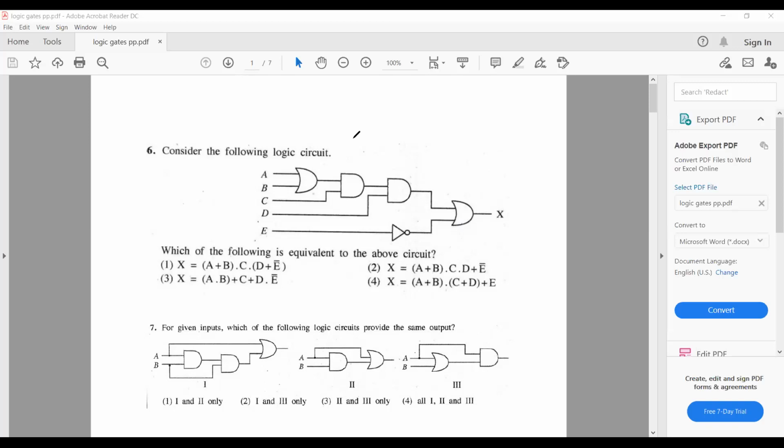First one, here you get A plus B. When it comes here, A plus B dot C. When it comes here, A plus B dot C dot D. So the final output will be A plus B dot C dot D plus, here you are getting A E dash. So the second one is the answer. Okay, seventh one also, try.